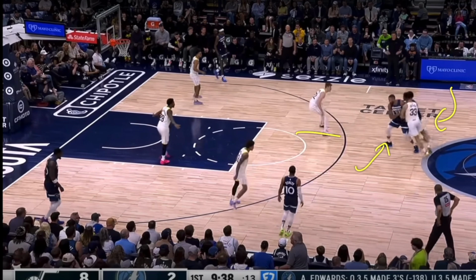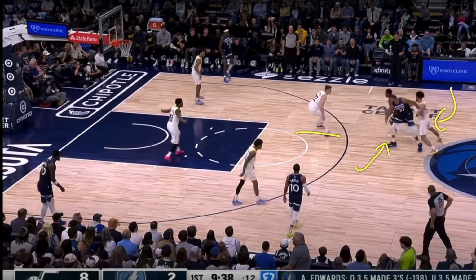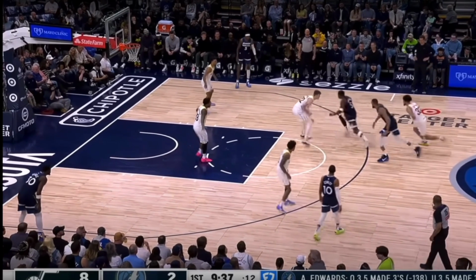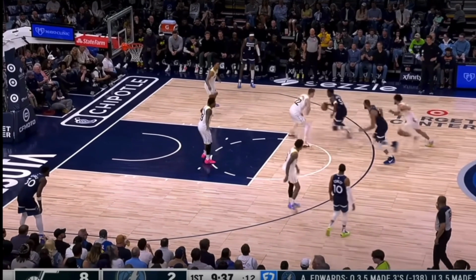The next thing he's going to look at over his next step or two is what help defense and what gap defenses are doing to him, and how to attack, if he needs to pass or if he needs to get to the rim, or of course shoot the three. So at this point, he does a quick hesitation, which then gets the defender onto his heels.